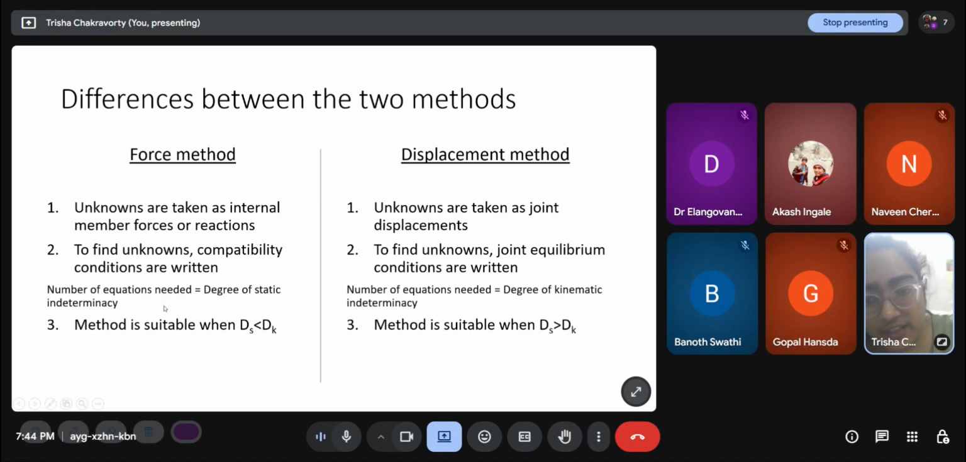And the number of equations needed is equal to the degree of static indeterminacy. For the propped cantilever, it is 1 degree indeterminate, so there was one equation. For that fixed beam, it was 2 degree indeterminate, so we needed two equations: one was that the net deflection at B should be zero, and the net slope at B should be zero. So that is the concept of the force method. We start out by taking some forces as unknowns, we impose some compatibility conditions, and we find out those unknown forces, and then I can treat it as a determinate structure.